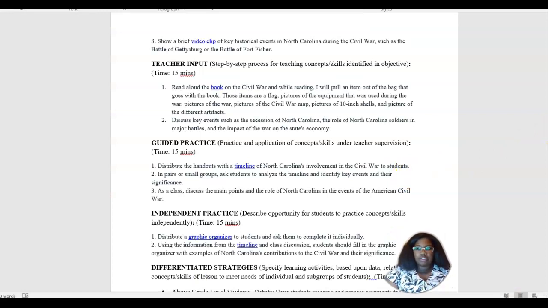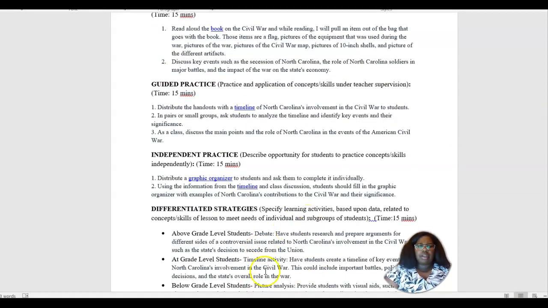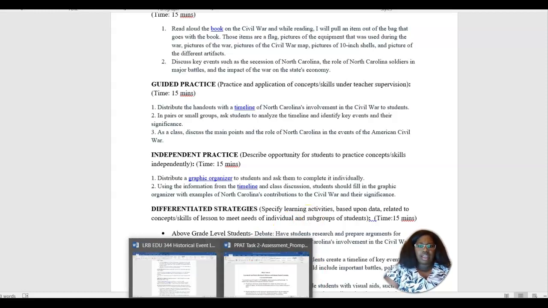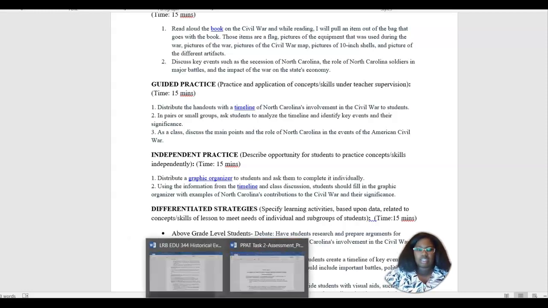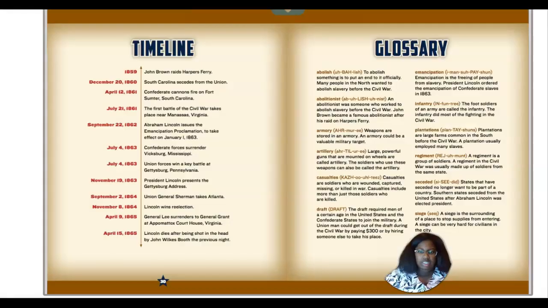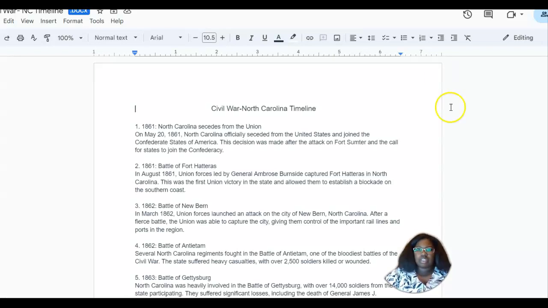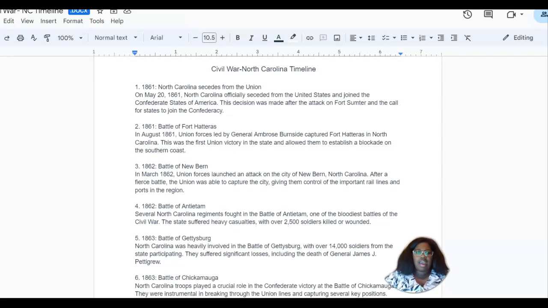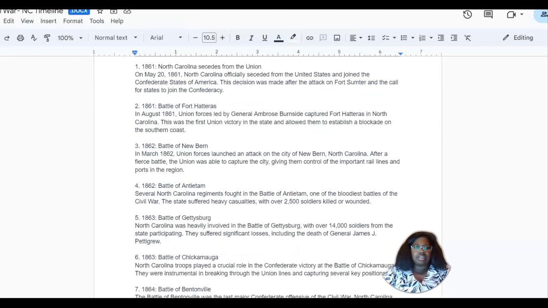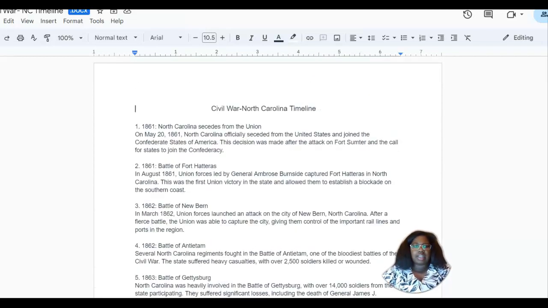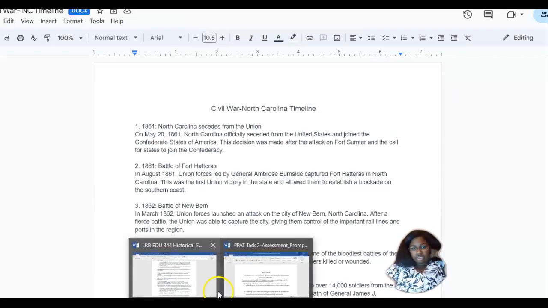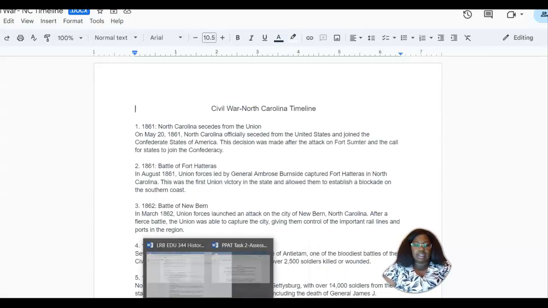All right, next we're going to move on to our guided practice. So what we're going to do now, I'm going to hand out a timeline. And students, you are going to analyze the timeline and identify key events and their significance. So I'm going to give you a timeline. It includes 10 different things that took place, and I want you to analyze it. And then we are going to discuss it as a class.